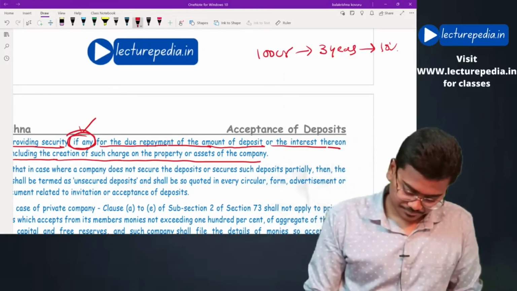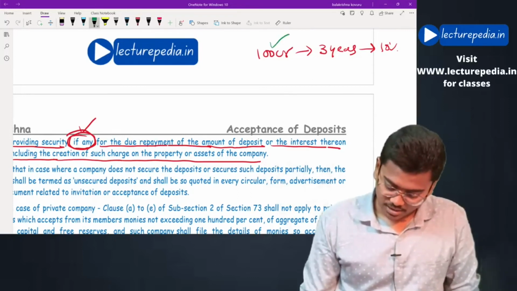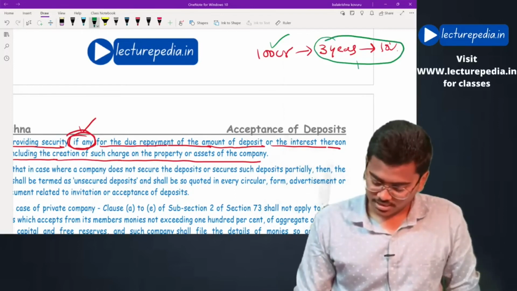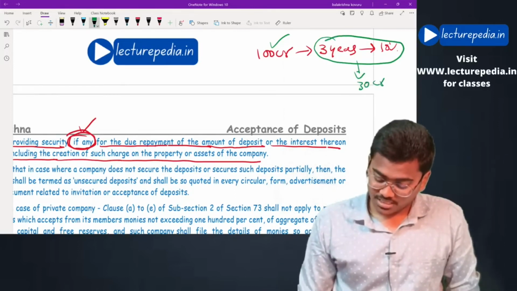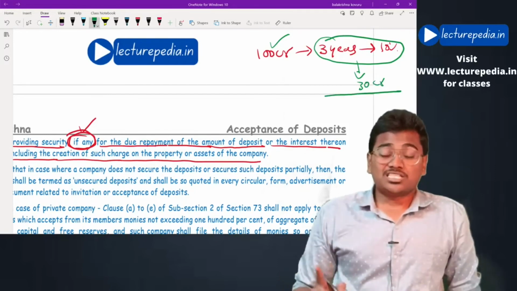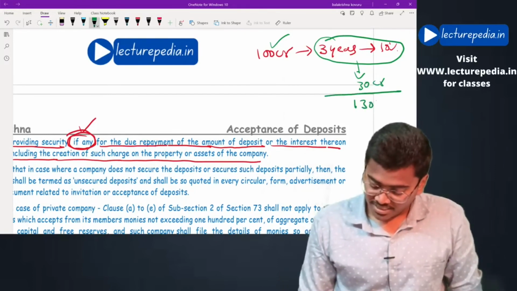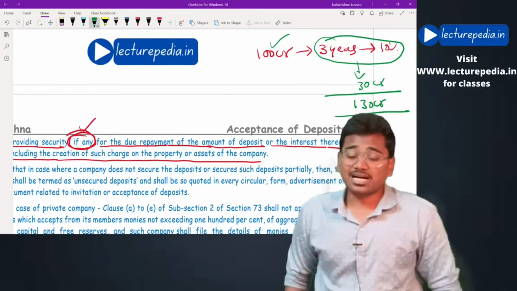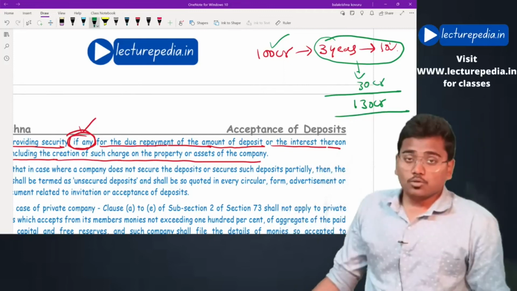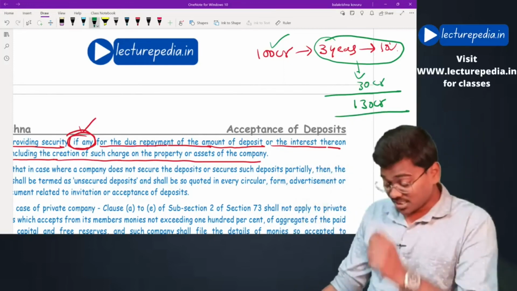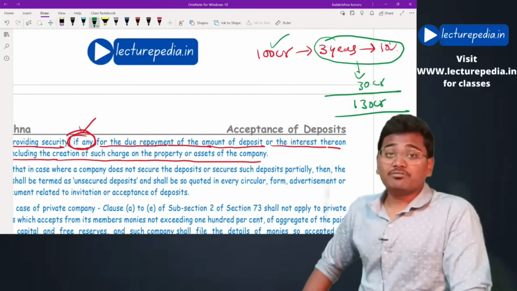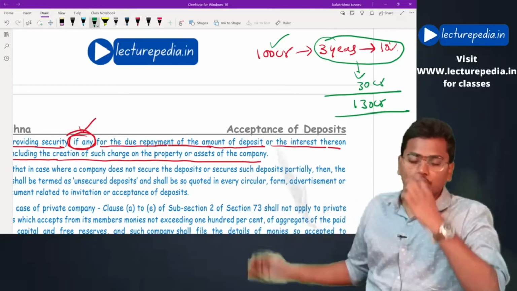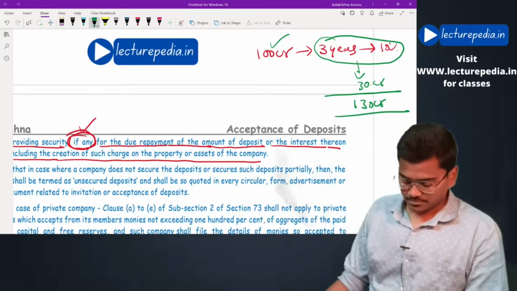In this case, principal is 100 crores plus interest for 3 years at the rate of 10%, that becomes 30 crore. Thereby, security has to be provided for 130 crores. Hope this is clear. Charge on the assets of the company has to be created for 130 crores. And also the company will appoint some trustees for these deposits. There is that concept of trustee also that we will be discussing.